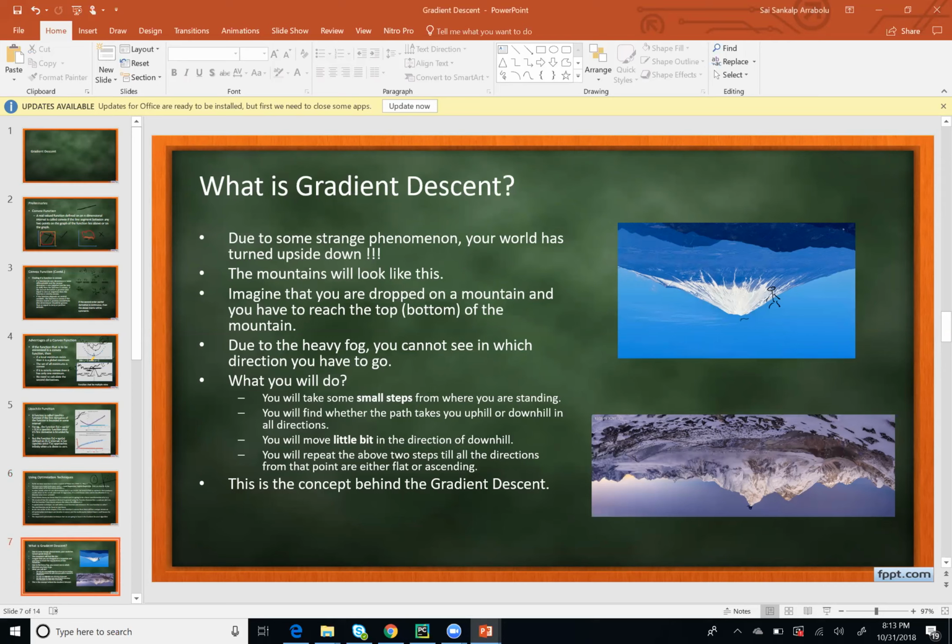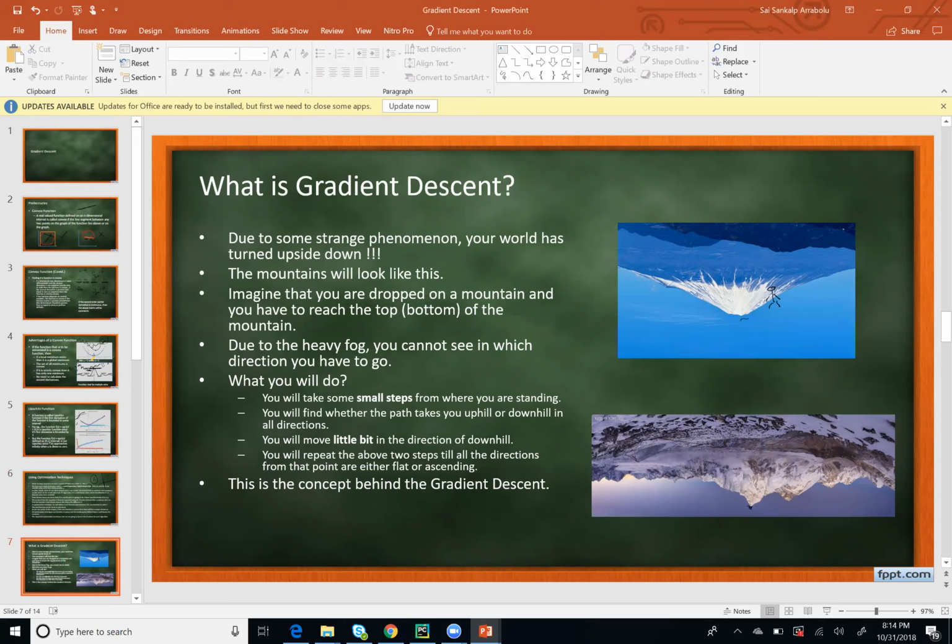Basically, you will take one step in every direction around you. You just take a step, and if you feel that the slope is increasing, you won't go in that direction. You will go in the direction where you feel the slope is decreasing. Ultimately, when you reach the minimum point, in all the directions you go, the slope will be increasing. There won't be even one direction where the slope is still decreasing. That is pretty much what gradient descent does.